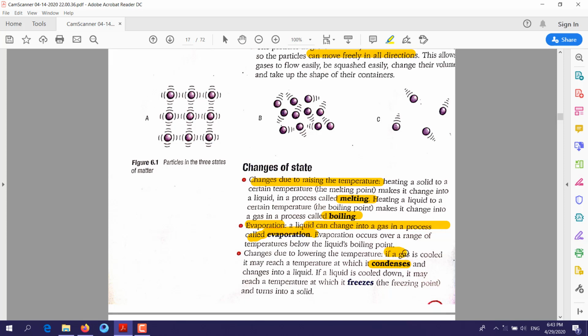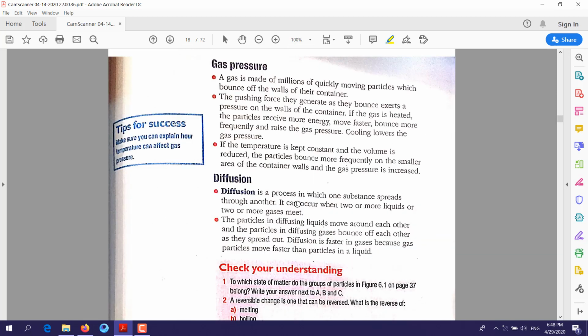Okay, if a gas is cooled, it may reach a temperature at which it condenses. What does that mean? Condensation is changing the gas into the liquid. Now you have the liquid. If you want to turn it to solid, what will you do? You will freeze it.